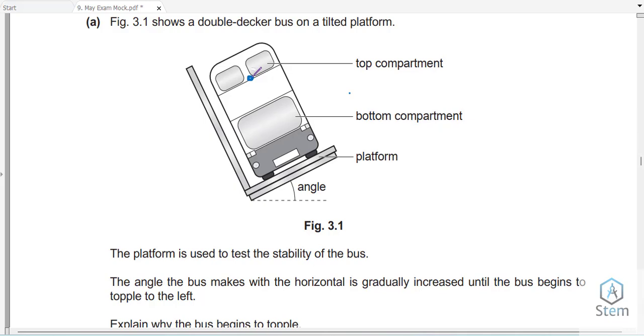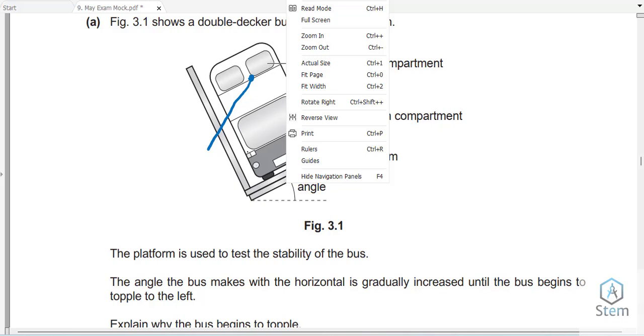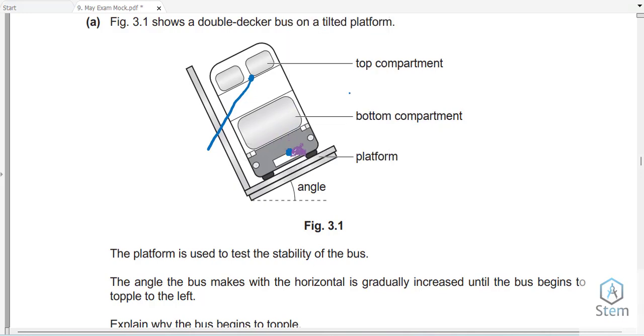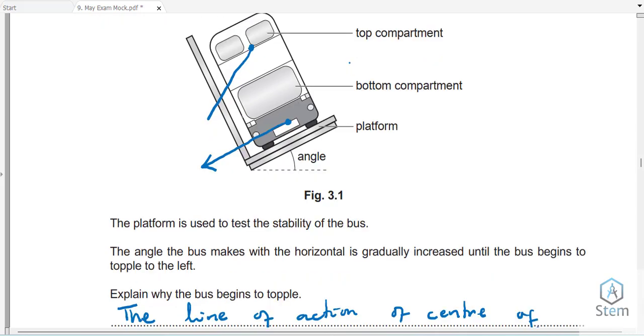If the center of mass is up here, it's going to quickly get out of the bus. But if the center of mass is down here, it's going to be difficult. The bus will need to really bend a lot for that center of mass to get out. So that is why a lower center of gravity is better than a higher center of gravity.